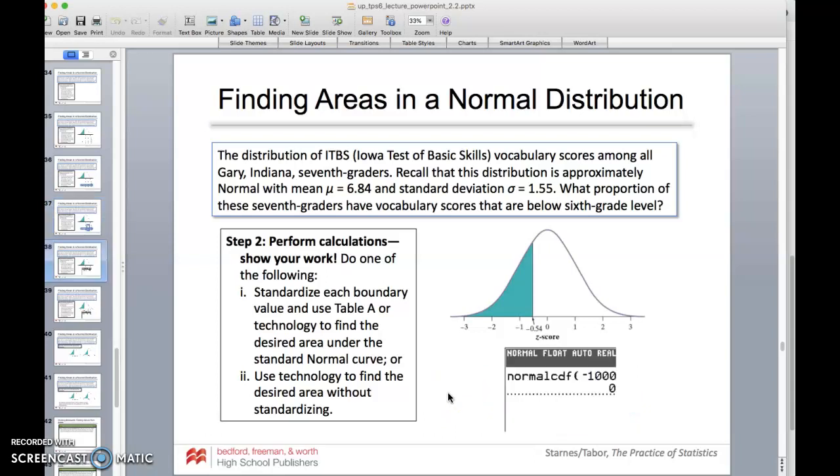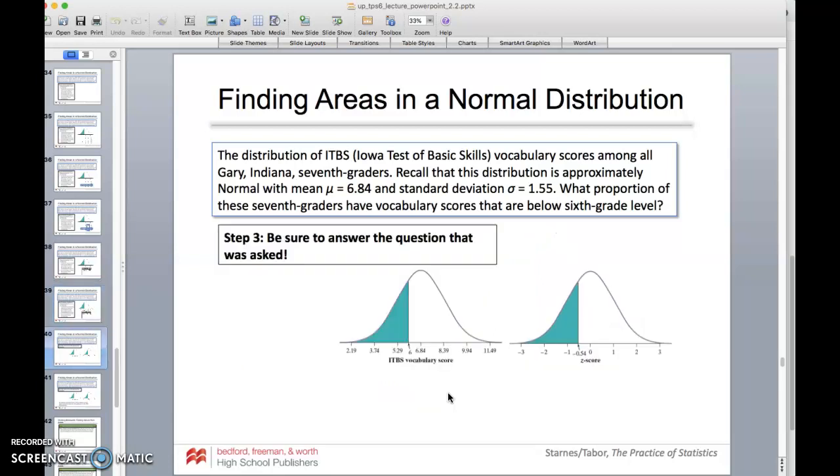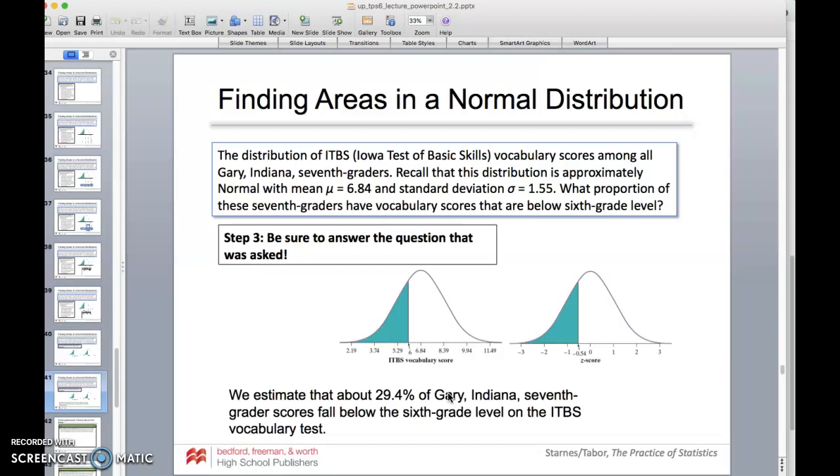Again, we can type that into the calculator as well. Look at that technology corner to know how to do that. All right. So again, make sure to answer the question. So once again, complete sentence, right? We've got to write those out. So we estimate about 29.4.